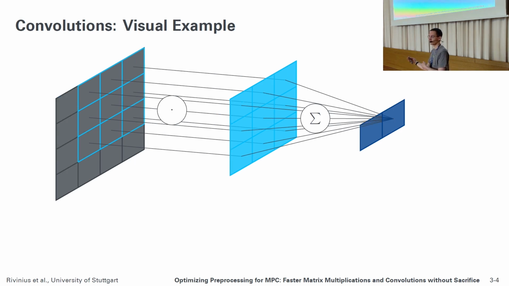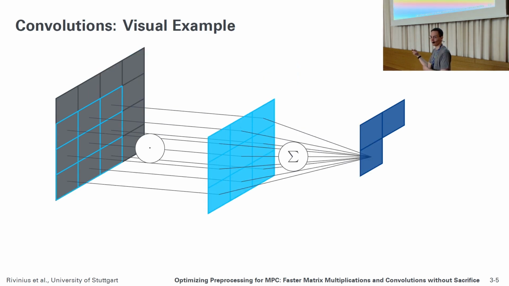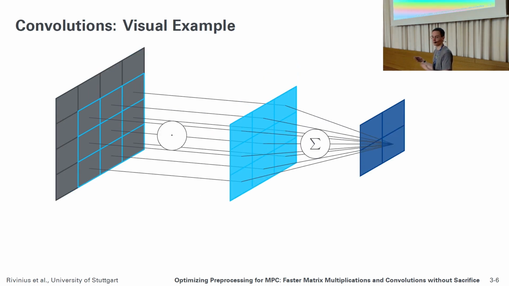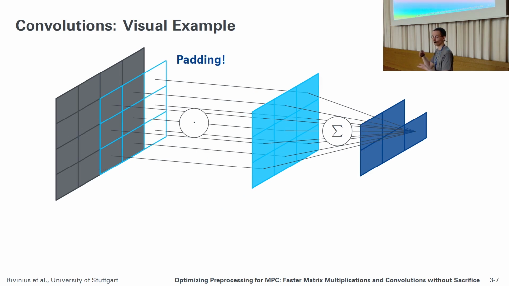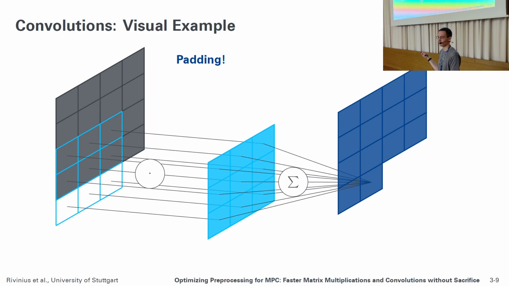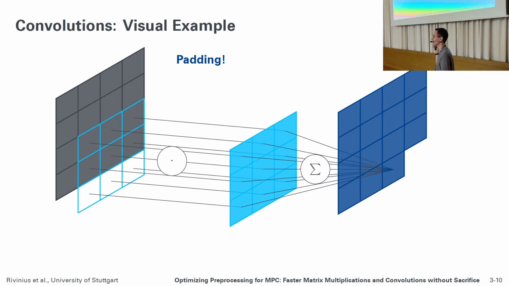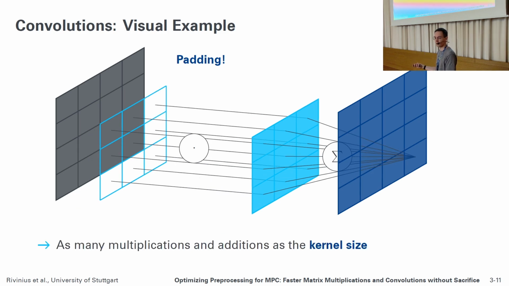You move over your filter to the next set of pixels in the image, and you do the same until you cover all the pixels of your image. Then you can even pad your image, because in a lot of applications you might need an output as big as the input. So overall, you then have as many multiplications as your kernel size for every output.